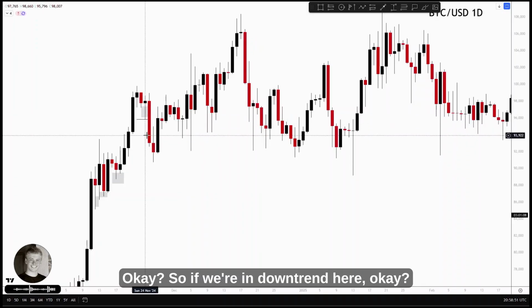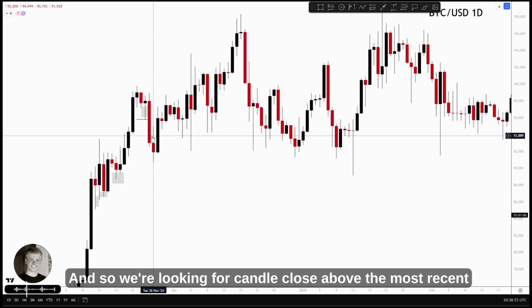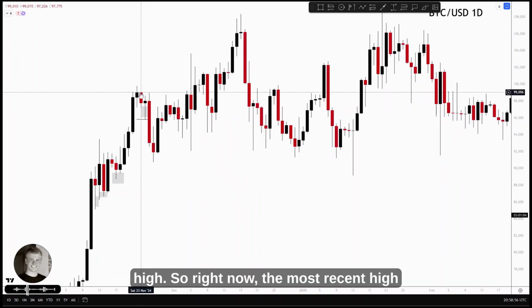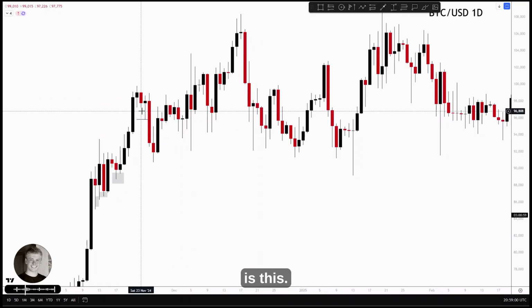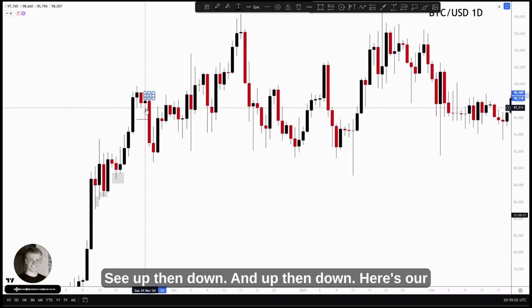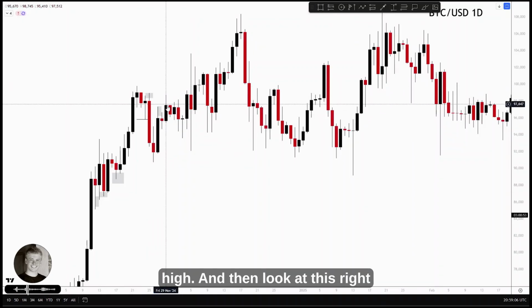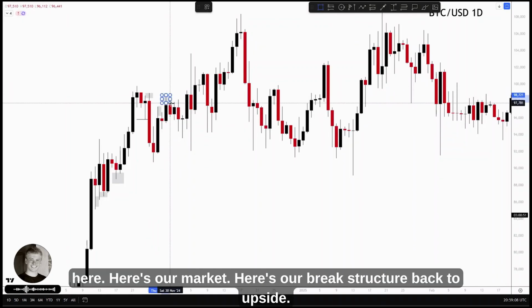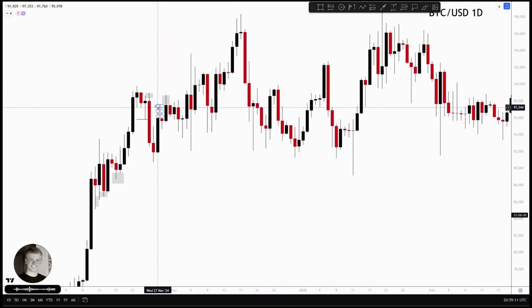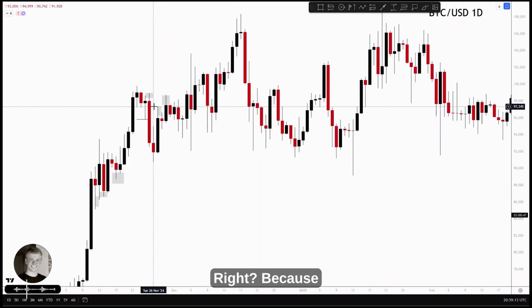Okay, so if we're in a downtrend here, we're looking for a candle close above the most recent high. So right now, the most recent high is this. See, up then down, and then up then down. Here's a high, and then look at this right here. Here's our break of structure back to the upside, right?